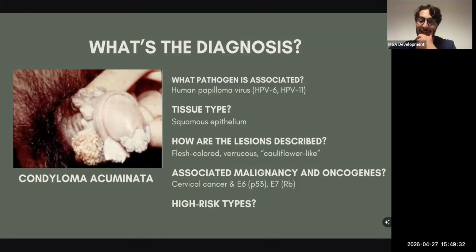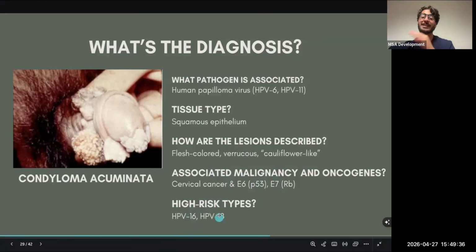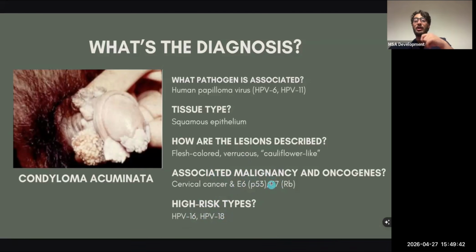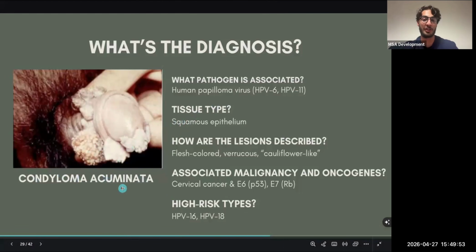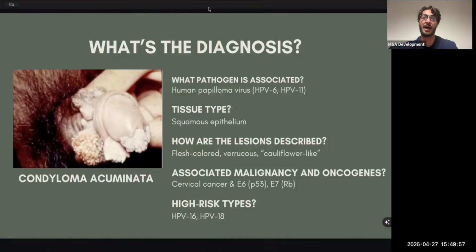Yeah. What are the high risk types? So that's what I was going to ask. HPV 16 and 18. It's because HPV 16 and 18 have E6 and E7 that are a lot more active than in other strains of HPV. So HPV 6 and 11, for example, are only going to cause these genital warts, whereas the more high risk types of HPV could cause cervical cancer. This is very, very important to know.